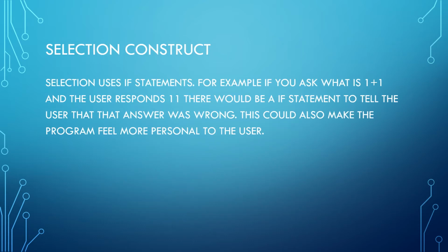So, the selection construct. Selection uses if statements. For example, if you ask what is 1 plus 1, and the user responds 11, there would be an if statement to tell the user that the answer was wrong. This could also make the program feel more personalized to the user.